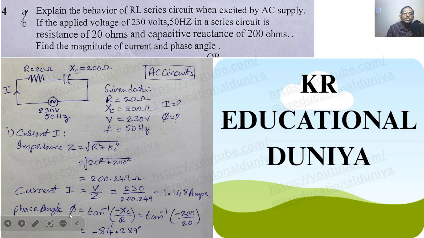And next, the phase angle phi. The formula for the phase angle for a capacitive circuit is tan inverse of minus XC by R. So tan inverse of minus 200 by 20, since the XC value is 200 and the R value is 20. If there is a minus value, you can put the minus after getting the solution also. So you can take tan inverse of 200 by 20 in the calculator, and after getting the answer you can put the minus. Now you got 84 degrees and 0.289 minutes. This is the phase angle. Always write the phase angle in terms of degrees and minutes.